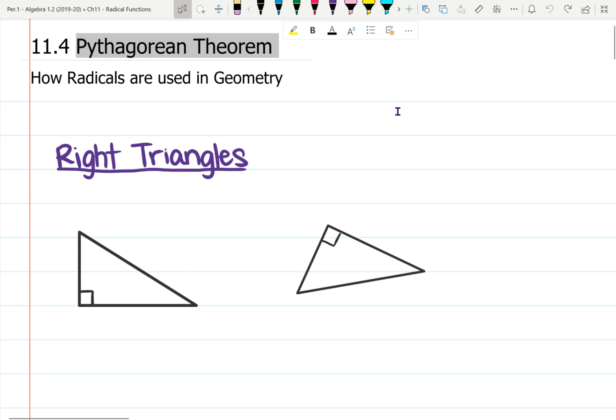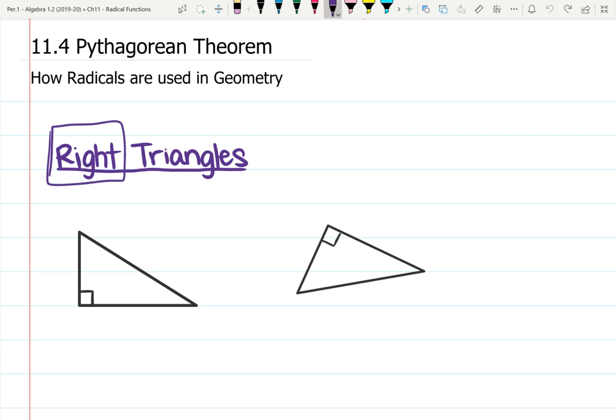Before we get into what that theorem is, we got to talk a little bit about geometry, specifically right triangles, because the Pythagorean theorem only works for these special kinds of shapes. So first of all, what is a right triangle? Well, I have some examples here below, but right triangles are triangles, three-sided shapes. And specifically, this word right means that you have a 90-degree angle.